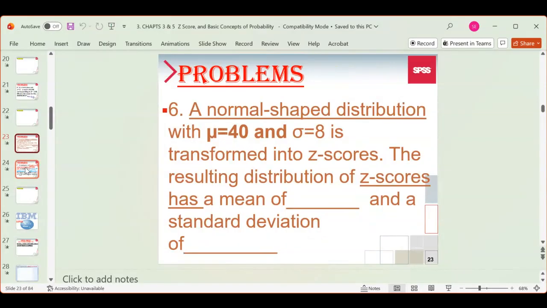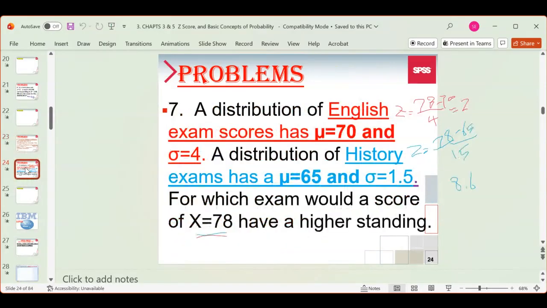So that's what it is. Okay, so it says distribution of English, which is red, English exam, and the history exam.